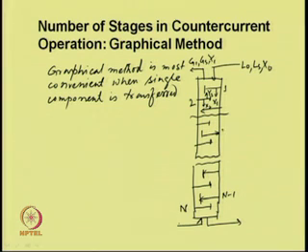And suppose this is the n minus 1 tray and this is the nth tray, small n, any arbitrary location, and the gas in is G n plus 1, G s and y n plus 1, and the liquid coming out from this tray, which is the nth tray, is L n, x n and L s. So, it is x n going out, and y n.